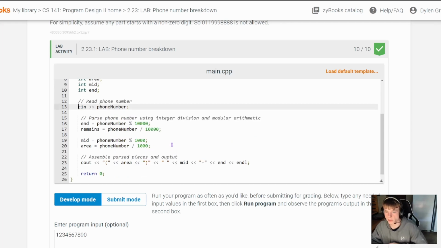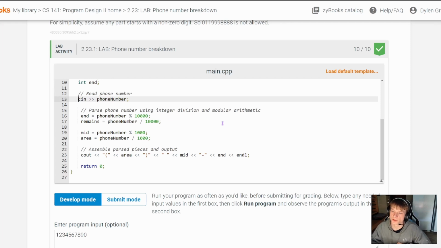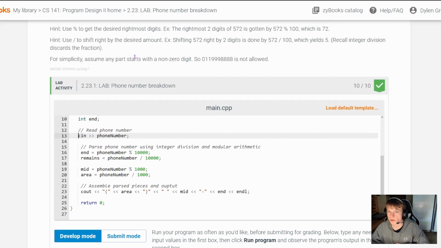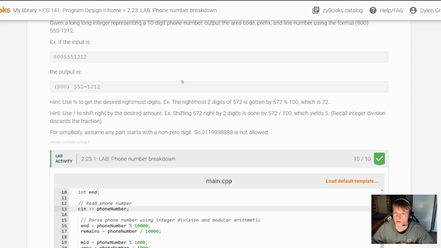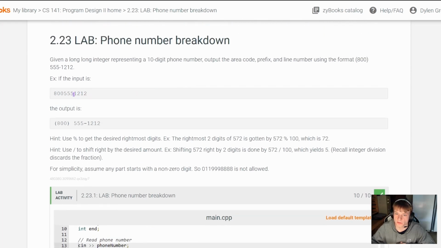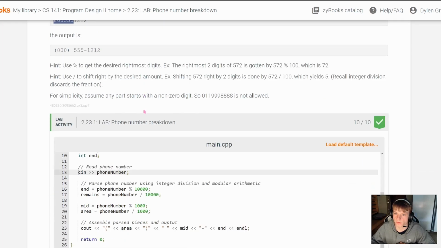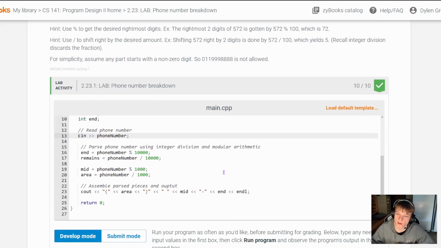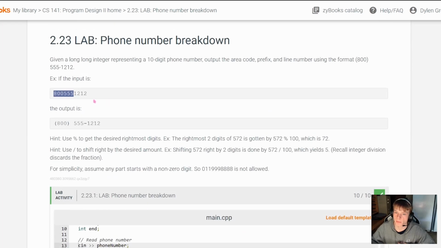Okay, cool, done. And we want to parse the phone number using integer division and modular arithmetic. So recall from the hint that if we do modular arithmetic with any power of 10, then we're going to get the remaining digits, right? So if we divide by 10,000 and take the remainder, then we're just taking this whole thing, and the most even multiple of 10,000 would be this, followed by zeros. So the remainder of that is 1212, the ending four digits which we want. And then we could say, okay, well, let's set remains, whatever's the other part that's not the end, equal to the phone number right shifted that many places.